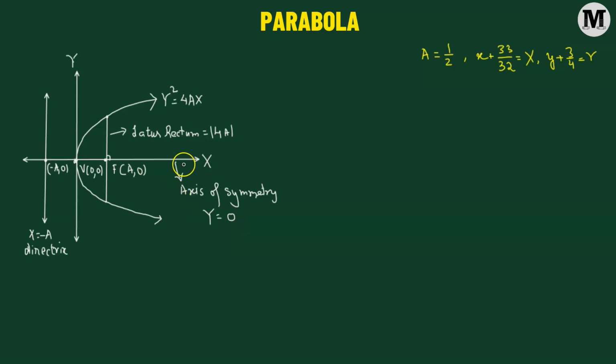Now, on the same axis of symmetry line, we're going to consider another point with coordinates negative a, 0. And through this point, we're going to pass a line which is going to be perpendicular to the axis of symmetry line.